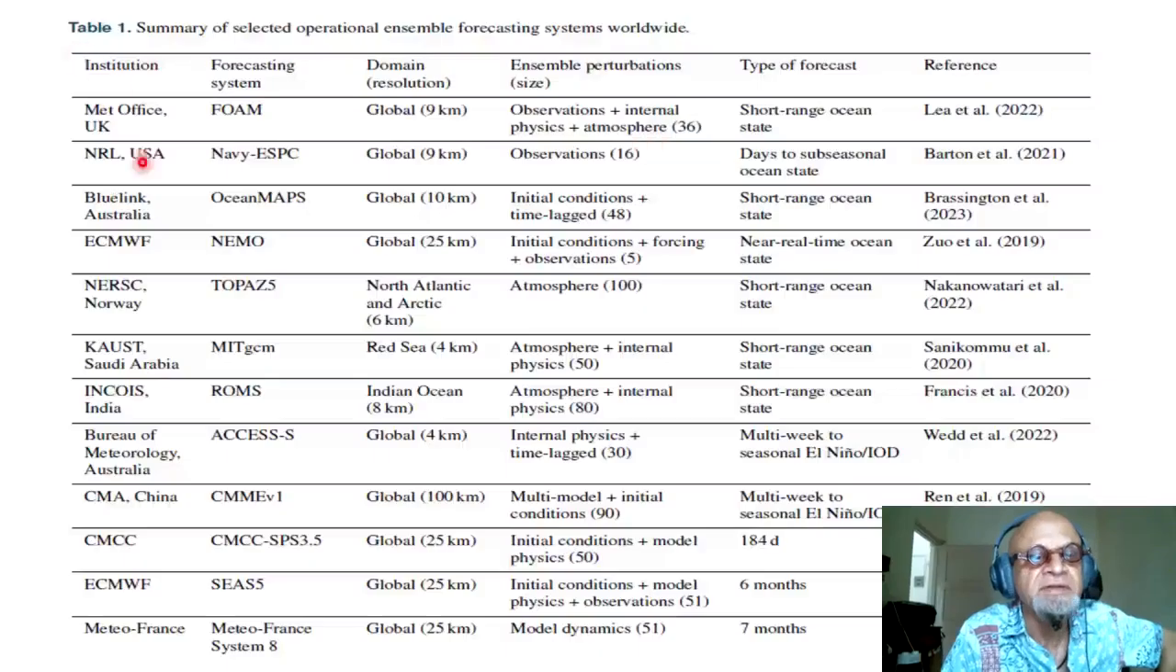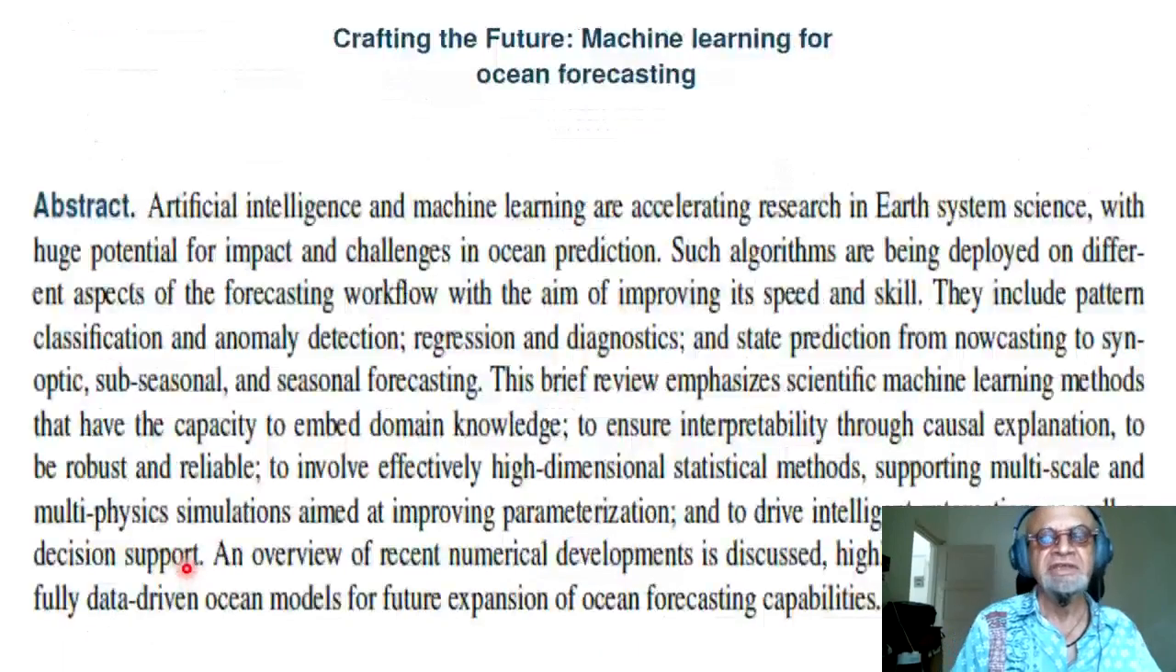Just for the sake of some understanding, we'll look at the institutions: Met Office UK, Naval Research Laboratory USA, Bluelink Australia, ECMWF, the European Centre, NERSC Norway, KAUST in Saudi Arabia is doing a lot these days, INCOIS India, of course. I mentioned Bureau of Meteorology in Australia, CMA China, CMCC, that's Italian, I think. So C state from EC, and France always does things as well.